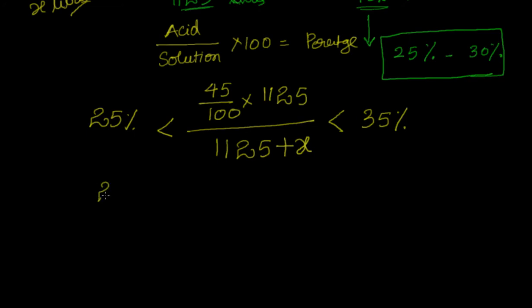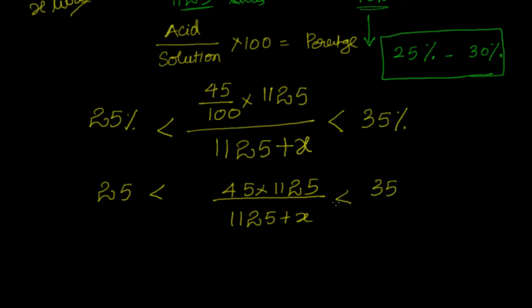If I multiply by 100, I will have 25 less than 45 into 1125 divided by 1125 plus x, less than 35. What I have done is I have just multiplied with 100. Okay. Now there are two inequations. I can take them separately.